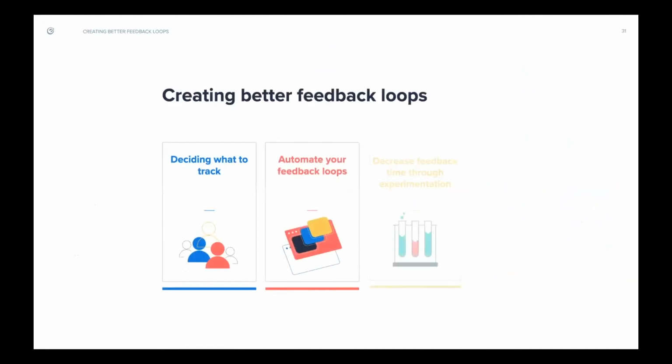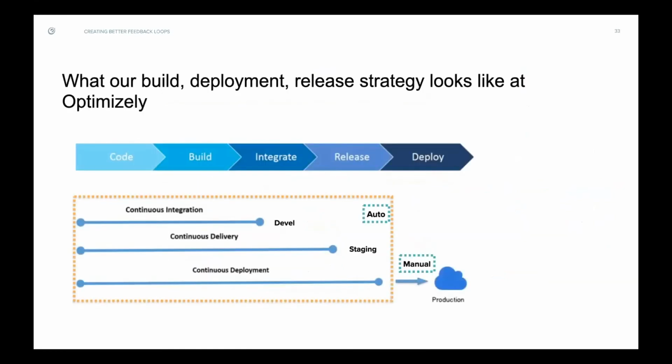So we've talked about deciding what to track. Let's give some examples of what you might do and how you might automate that. Here's what our build deployment release strategy looks like at Optimizely. This is probably fairly similar to most of your build release strategies, but it starts with continuous integration, down to delivery, down to deployment, and that's a manual step at that final place.